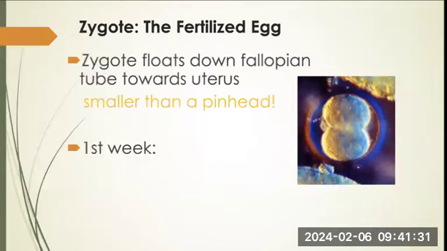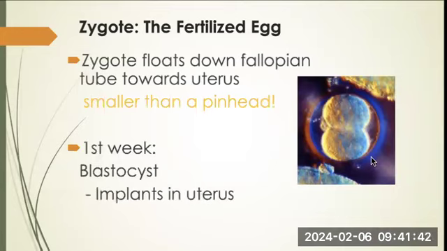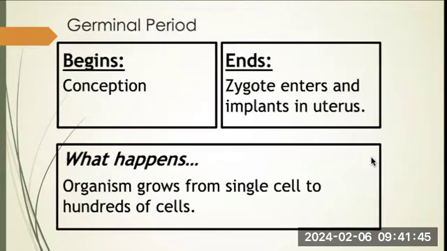So the zygote floats down the fallopian tube towards the uterus. The zygote is smaller than a pinhead. And by day 10, it is a blastocyst, and it's implanted in the uterus. What do you need to remember? Right here, it begins at conception. So germinal period is the first period of development, begins at conception, ends when the zygote enters and implants in the uterus. So the main development is that the organism grows from a single cell, from the zygote, to hundreds of cells, which is now called the blastocyst.